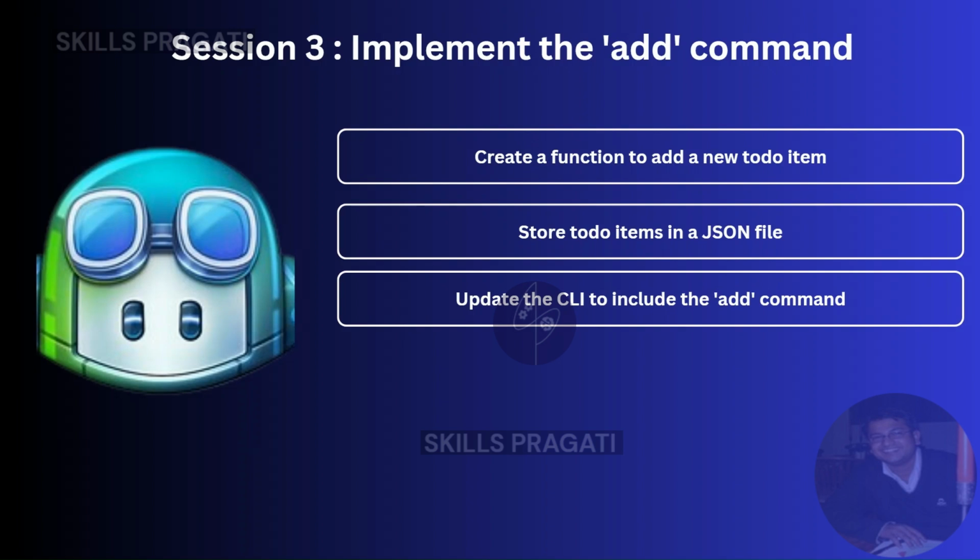The third and final task is to update the CLI to include the add command. This involves modifying the CLI setup, likely in the todo.py file, to recognize and handle the add command. This means defining a new command in Click that triggers the function created in the first task, allowing users to add new to-do items via the command line. So let's jump into Visual Studio Code to implement all these using our programming partner GitHub Copilot.